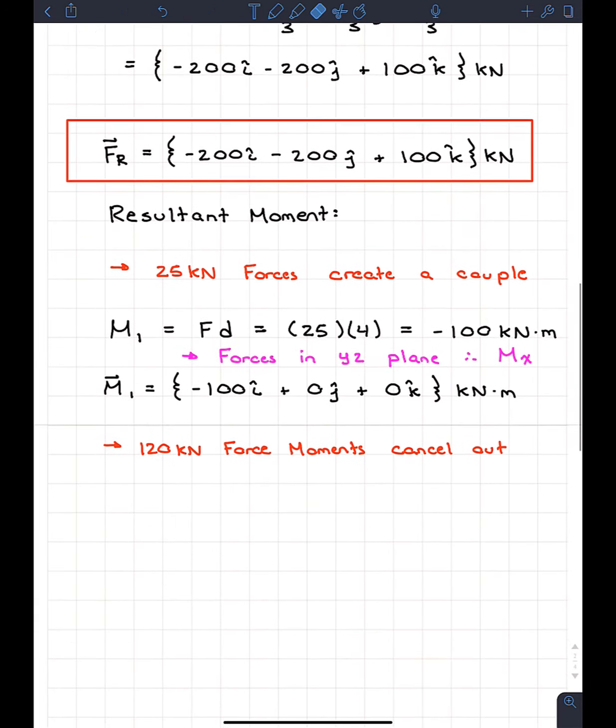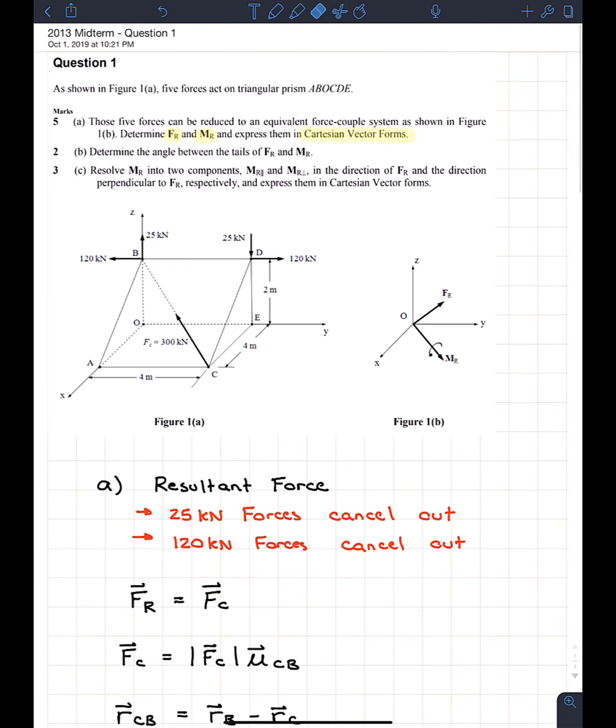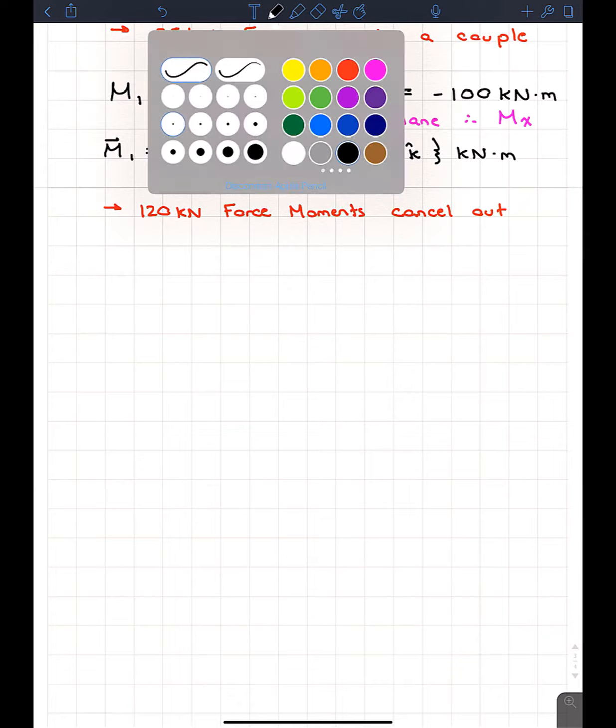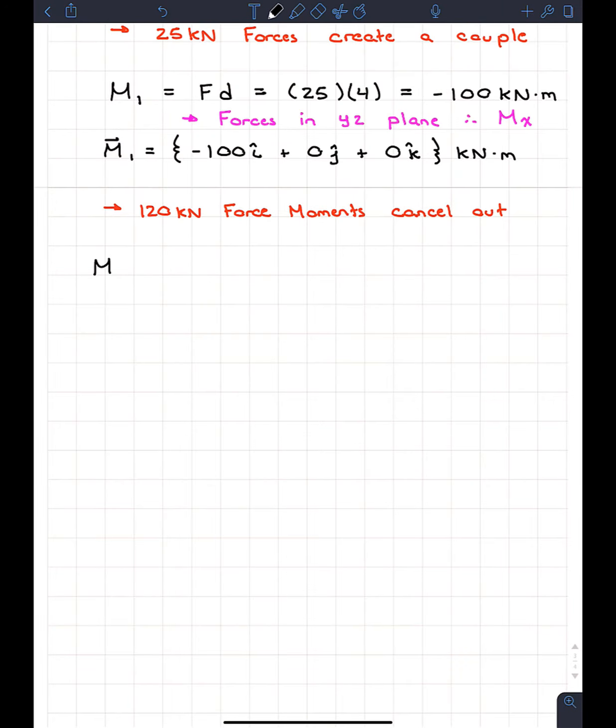But now, I'm not going to get so lucky. I'm going to look up and say, okay, FC is going to create a moment about O, and that one will require the cross product. So if we go down here, I'm going to put M2, so this will be my second moment. This is going to have to do with a position vector, cross our force vector, which is FC. We already know FC in Cartesian vector notation, so that's not really a problem. The question is, what is the position vector that we're going to need for this one?